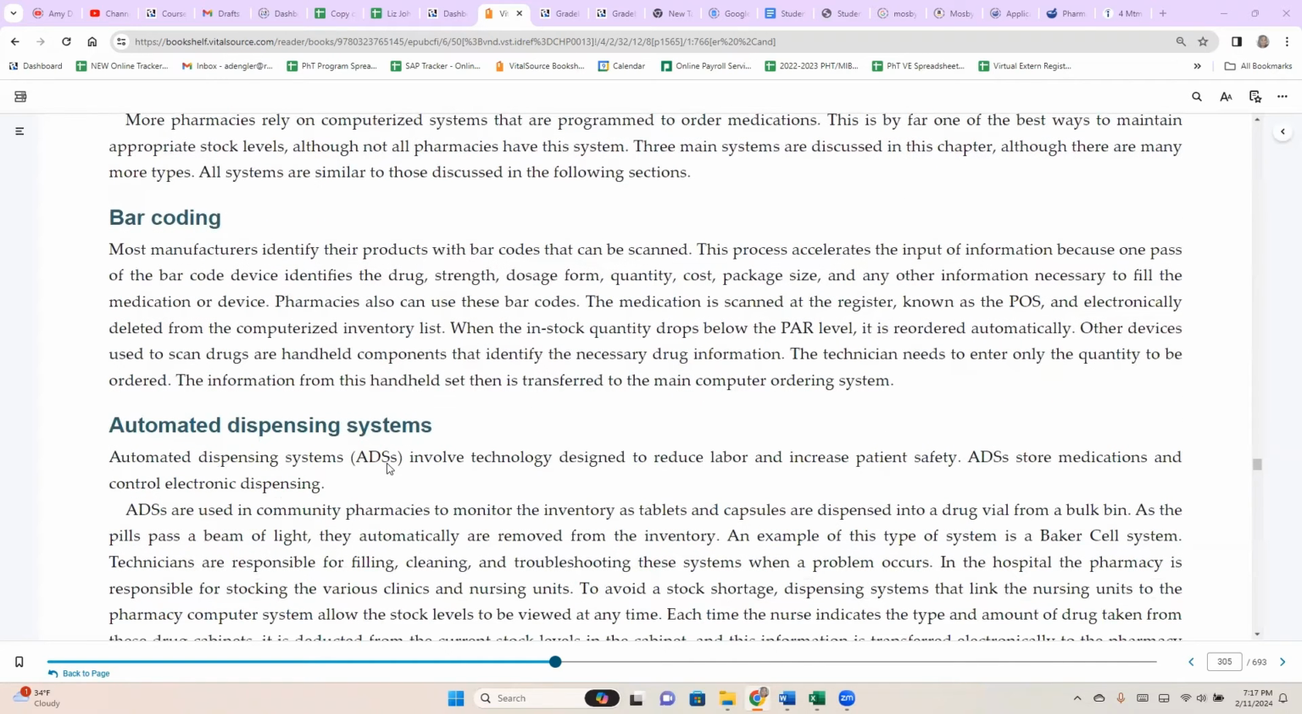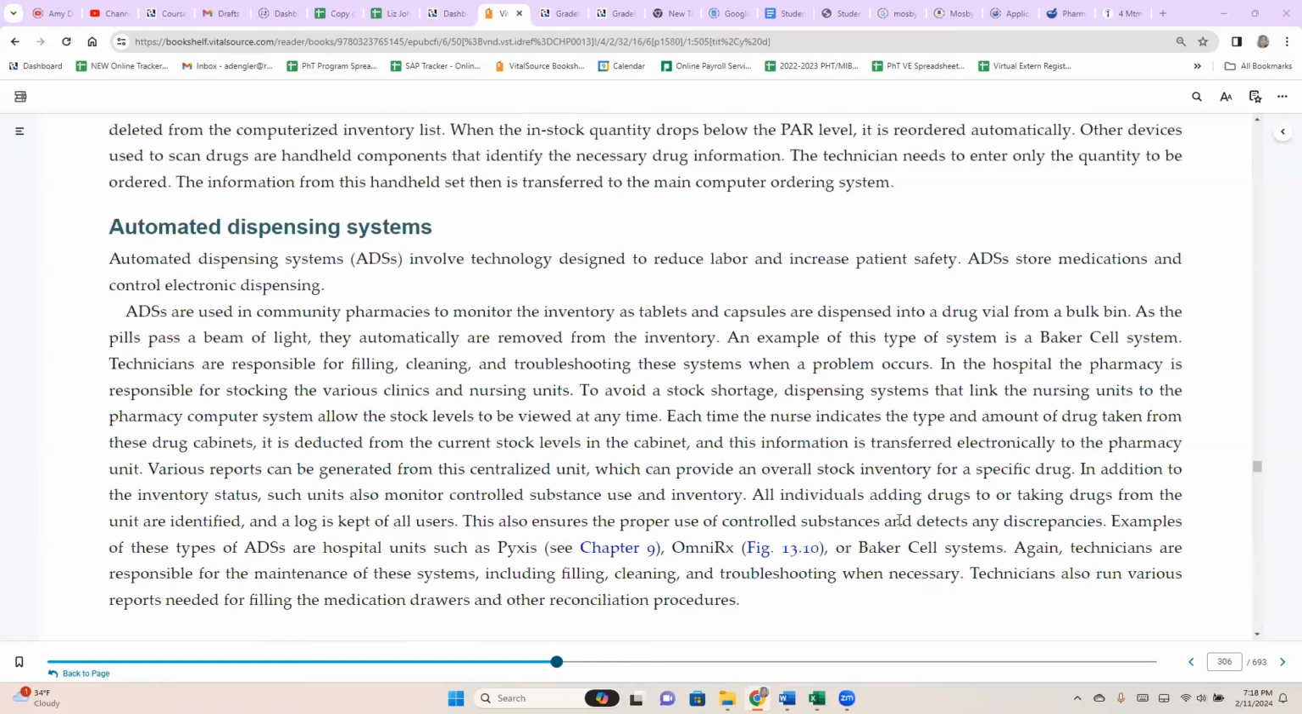Most manufacturers identify their products with barcodes that can be scanned. This process accelerates the input of information because one pass of the barcode device identifies the drug strength, dosage form, quantity, cost, package size, and other information necessary to fill the medication or device.